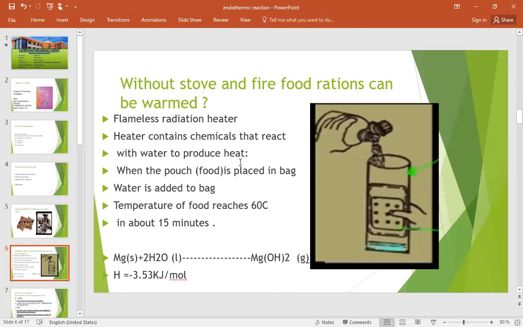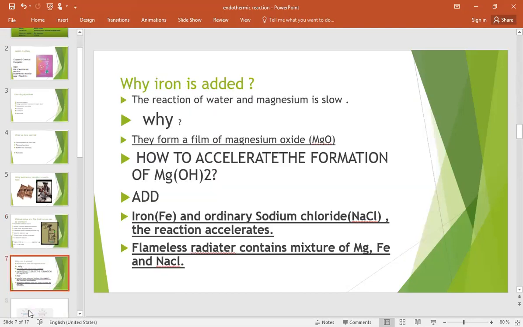Magnesium plus water gives magnesium hydroxide. Don't hurry, all this is written in your book. The equation is: magnesium in solid state combines with liquid water and gives magnesium hydroxide, again in solid state, and hydrogen is released. It is an exothermic reaction, so minus 353 calories are released. So let's see what is going on.